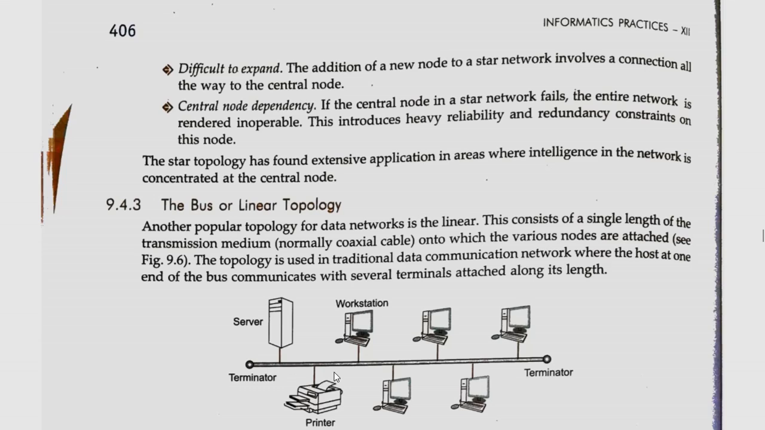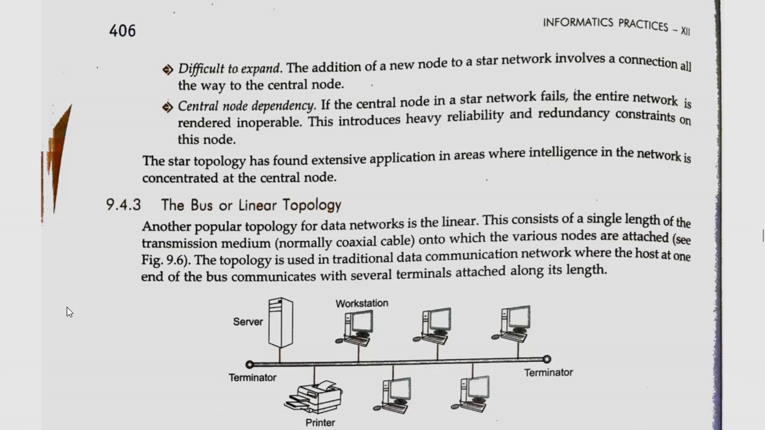You can see from the single node, other nodes are attached. Here is the server, here is the printer, there is the workstation. All the different nodes are connected through their own cables with the particular central cable or the coaxial cable. So this topology is used in traditional data communication network where the host at one end of the bus communicates with several terminals attached along its length. So suppose a host is there at a particular end of the bus, so it can communicate with other systems through this particular central wire or the coaxial cable attached.